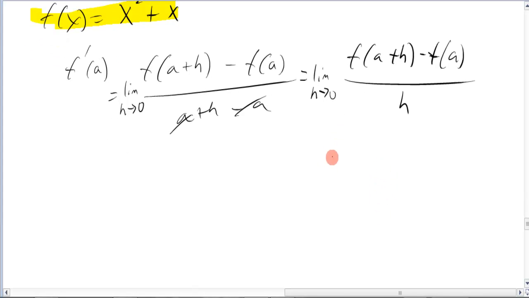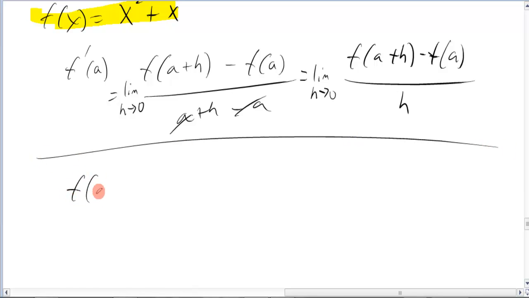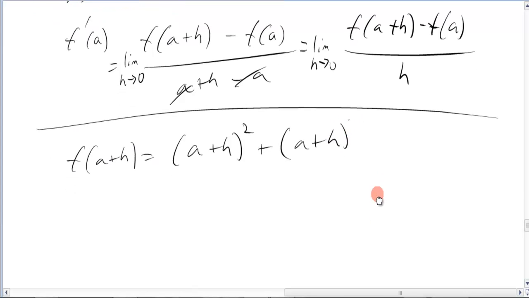Our function is just x squared plus x. So f of a plus h would be (a plus h) squared plus a plus h. Okay, so now when I FOIL that through or distribute that through, that's going to give me a squared plus 2ah plus h squared. Then I still can't forget about this term. That would be plus a plus h.